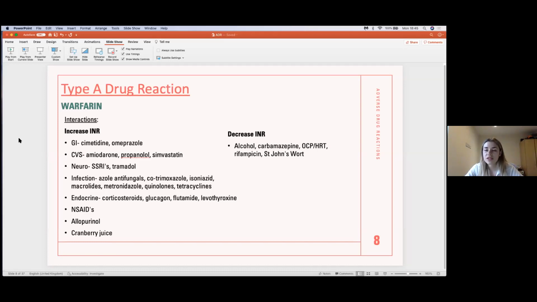Heart drugs that people take for the heart, so amiodarone, which is an antiarrhythmic, that can increase your INR. An important thing to note as well, an adverse effect of amiodarone, it can cause a grey tinge to some patients. So they'll come in with like a blue-grey tinge to their skin, and that could be an adverse effect of amiodarone in some patients. Propranolol and simvastatin also increase the INR.